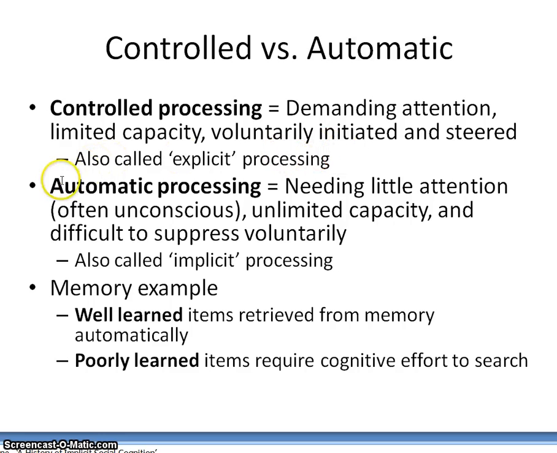By contrast, automatic processing refers to those processes that need little attention, or are often unconscious. There's an unlimited capacity in these systems, and they're difficult to suppress voluntarily. And the other corresponding name for this would be implicit processing. So some researchers use controlled versus automatic, some use explicit versus implicit processing. One example of the distinction is a memory example.